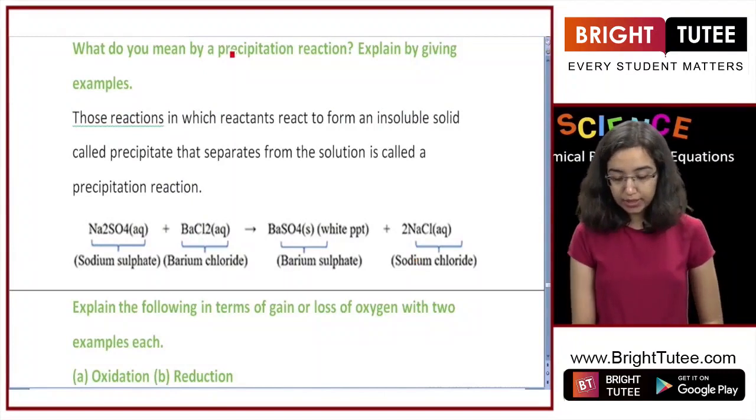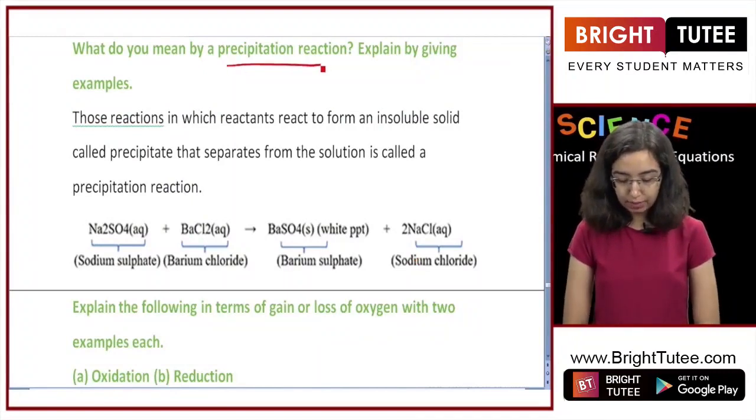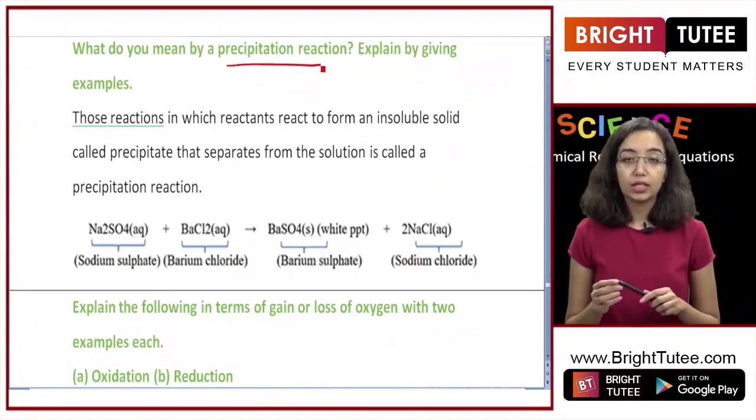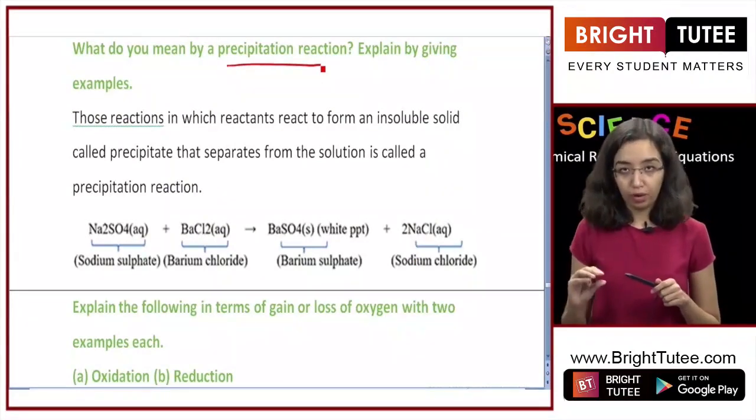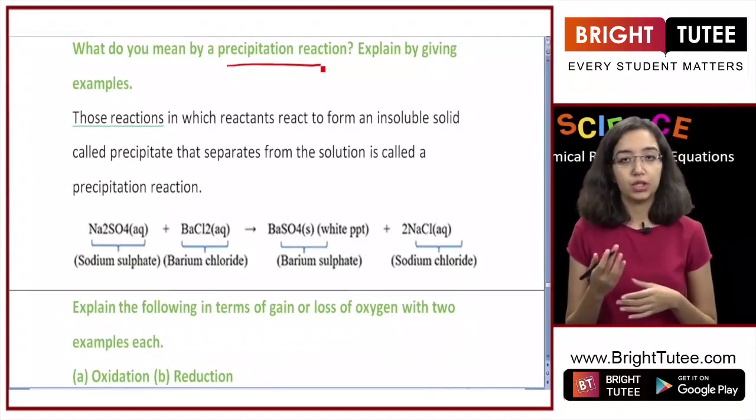What do you mean by precipitation reaction? Give example. Whenever a substance is formed which is insoluble in the solution and settles at the bottom, it is called a precipitation reaction.